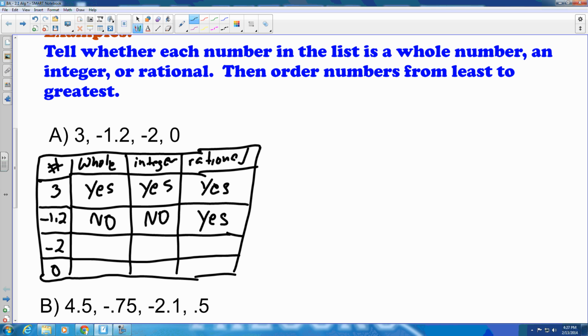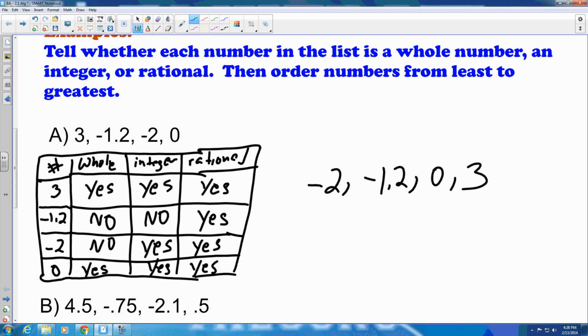-2 is not a whole number because it is a negative value, but it is an integer, and it is a rational number. And 0 would be yes in all 3 categories. Now the last thing, they want you to order the numbers from least to greatest. I have two negative values, negative 1.2 and negative 2. The smallest value is negative 2. From there, it's going to be negative 1.2. Then it's going to be 0 and 3. Okay?